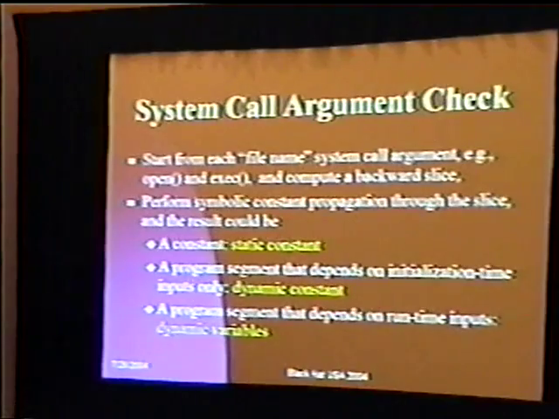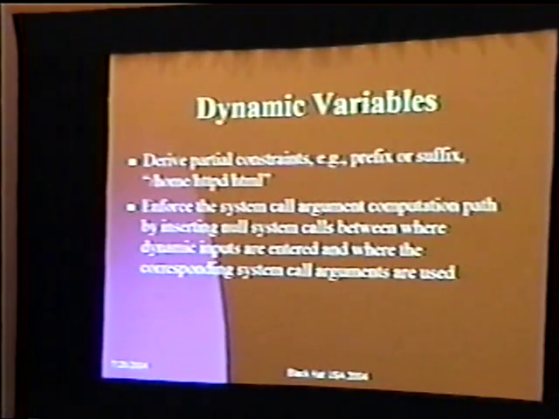You can actually figure out their value once the program is initialized. But still a substantial percentage of them are dynamic variables. So what can we do with dynamic variables? The only thing we can think of is that we can maybe derive some partial constraint.